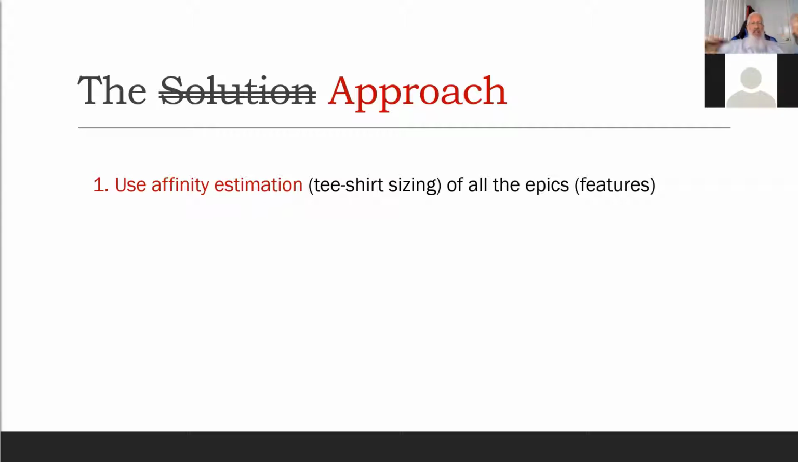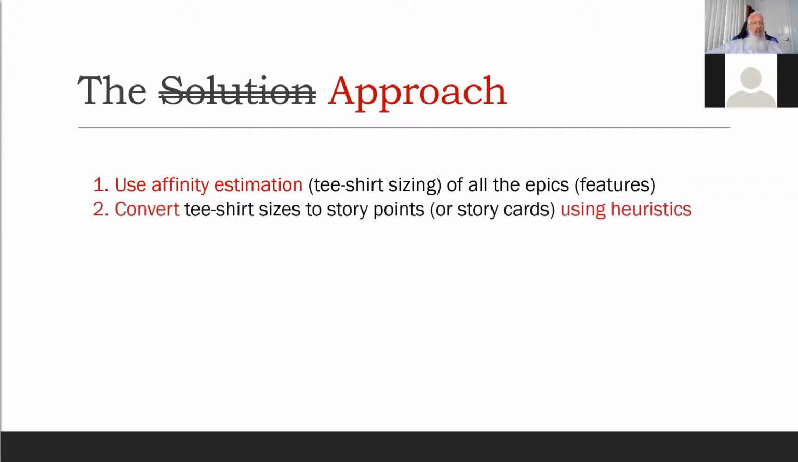So we use affinity estimation just to say, okay, this is small relative to this, and this is big relative to this. Again, that's a good Google search if you're not familiar with affinity estimation. Then what I did is I converted their t-shirt sizes into story points. We're familiar with story points in my organization. I just used some heuristics to convert the t-shirt sizes to story points. You don't have to use story points if you're anti-story point person and you'd rather use just user story card count. You can do the same thing. You've got to basically convert a t-shirt size into something numeric in order to create any kind of a forecast. So I used heuristics to do that conversion.